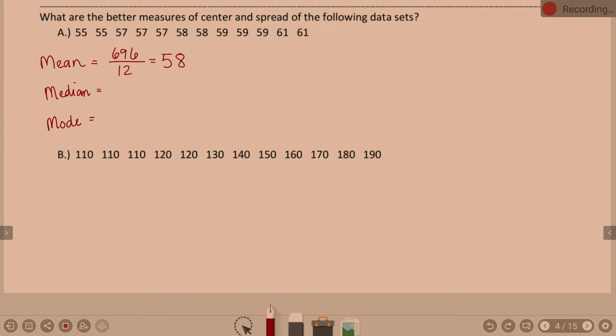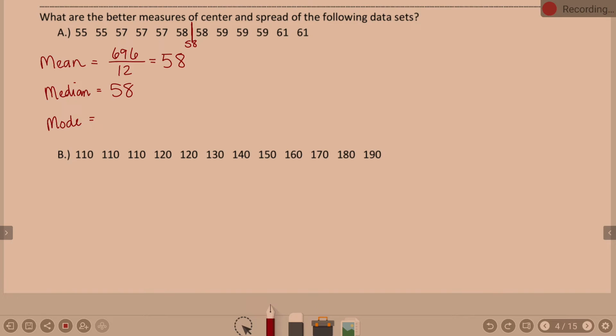What about median? 58. One of them there, right? You already realized your numbers are in order, yes? So if there's 12 of them, I'm going to count in 6. And we end up between the two 58s, yes? So in between a 58 and a 58 is 58.